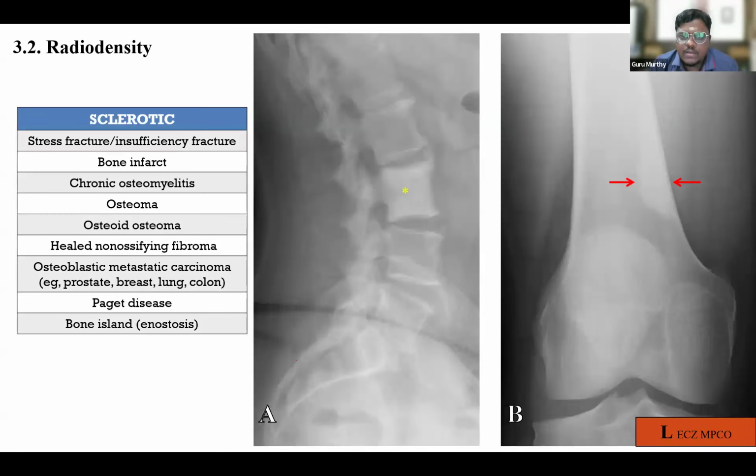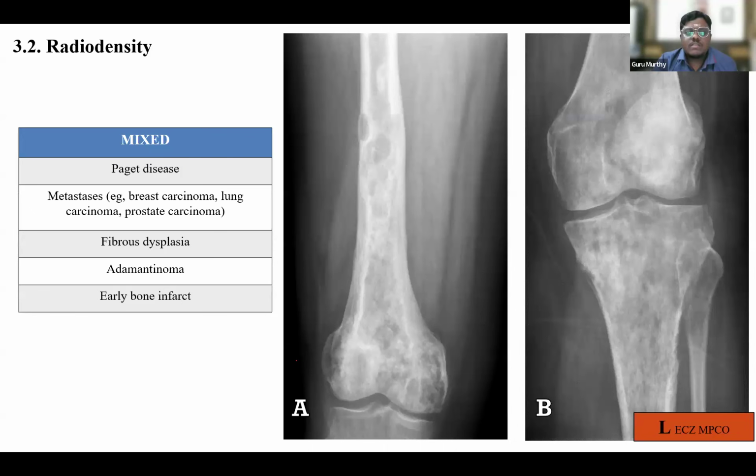Next, coming to sclerotic. Sclerotic will be more dense. It will be radio-opaque when compared to the adjacent normal bone, and they will have only a few differentials, like osteoma, bone islands, blastic metastasis, Paget's disease. So these are the few common differentials for radio density. Next, mixed is the pattern where there will be a mixture of both sclerotic and lytic lesions.